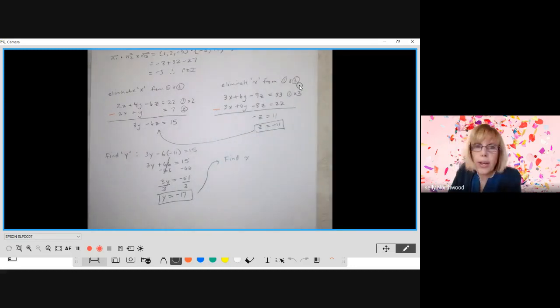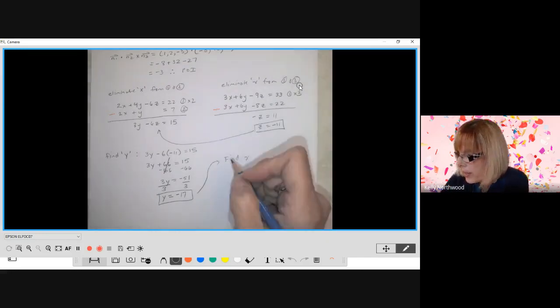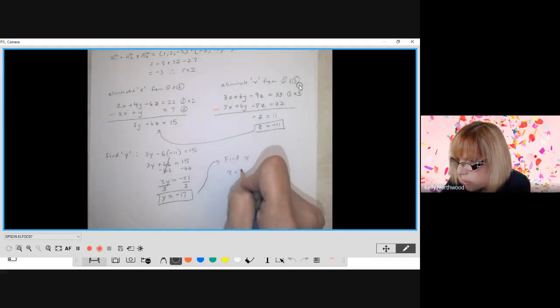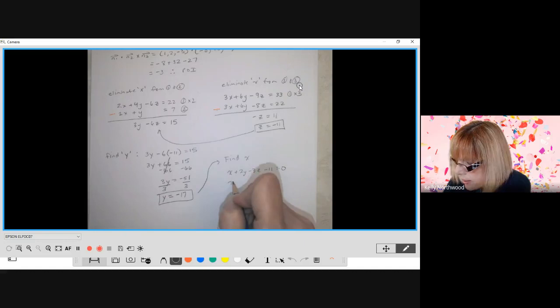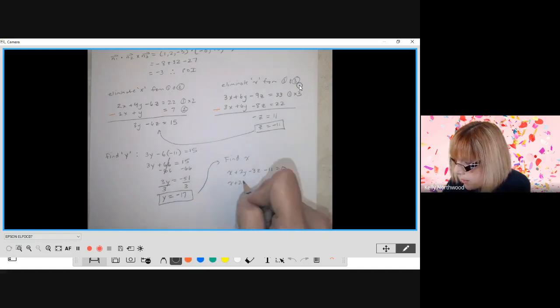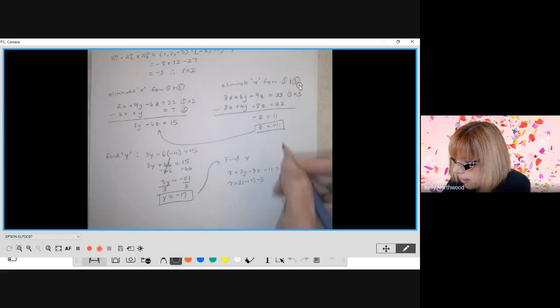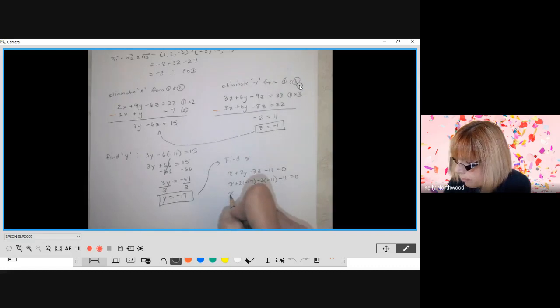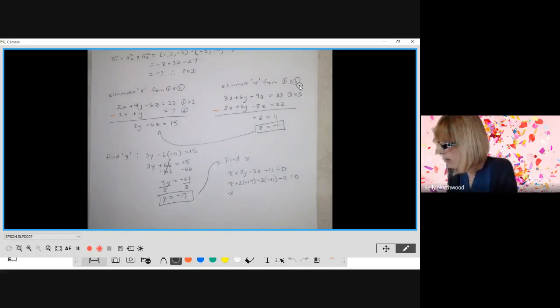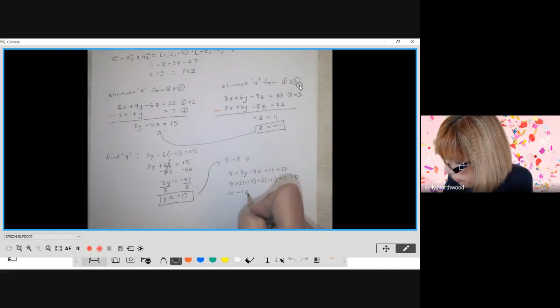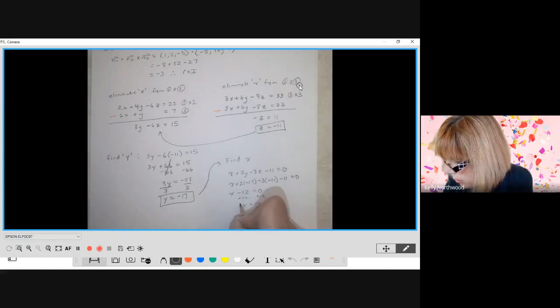I think I'm going to use equation 1 because it's got just a 1 in front of the x. So this is equation 1 here. And I'm going to solve for x, knowing that y is negative 17 and z is negative 11. So that's going to be negative 34 plus 33 minus 11, negative 12. So we end up getting x is 12.